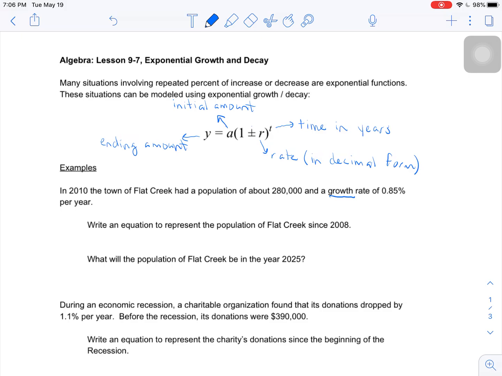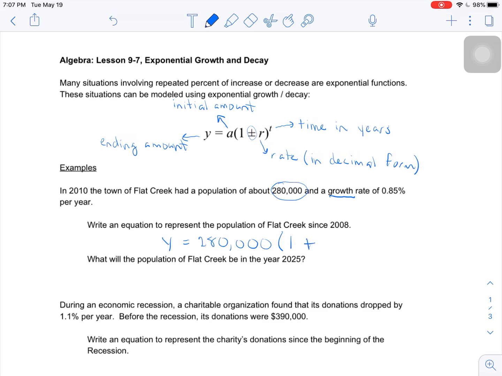So you can see the formula has a plus or minus here. You can use a plus for something that's growing and a minus for something that's shrinking. So the very first thing we want to do is write an equation to represent what's going on in Flat Creek. And it says since 2008, so that basically means we're going to use the 2008 population as our starting amount. So our ending amount is going to depend upon how many years we go for. But we know our starting amount, our A, is 280,000. So we can do 280,000 times 1 plus, because this is growing.